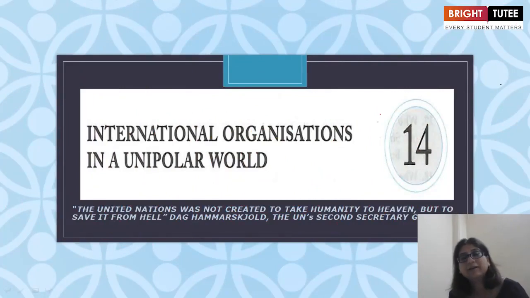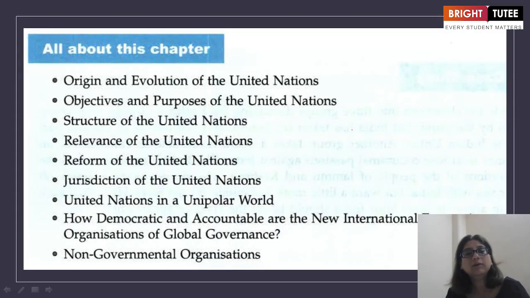Once again, I'm here with chapter number 14, International Organizations in a Unipolar World. In this chapter we are going to cover the origin and evolution of the United Nations, its purpose, structure, relevance, reform of the United Nations, jurisdiction of the United Nations in a unipolar world, how democratic and accountable the new international organizations of global governance are, and non-governmental organizations.